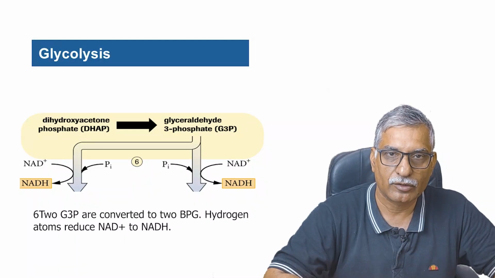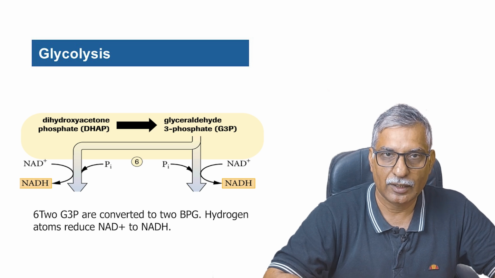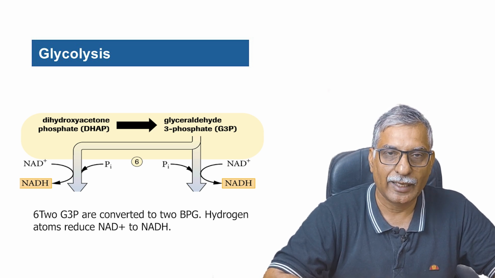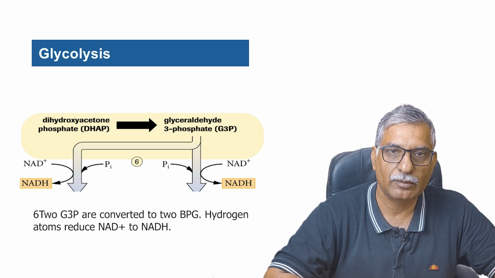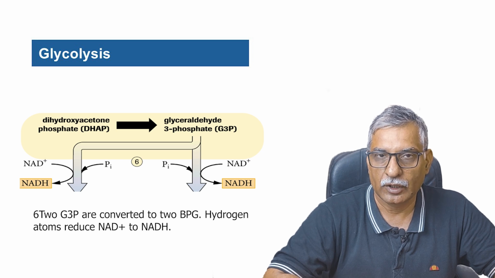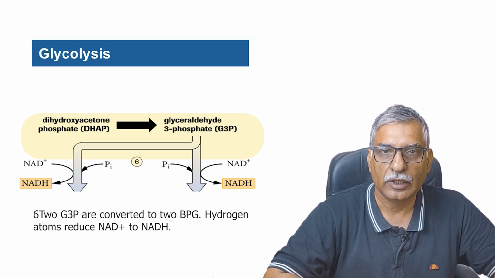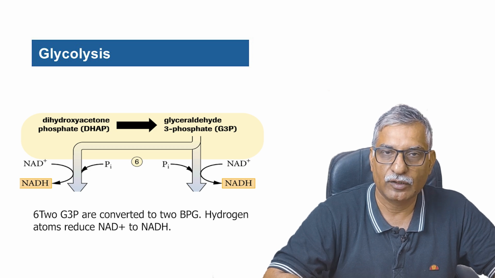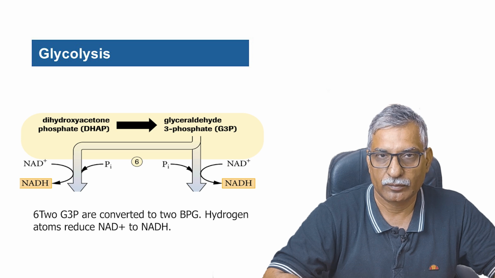One is dihydroxyacetone phosphate and the other is glyceraldehyde 3-phosphate. Dihydroxyacetone phosphate is immediately converted into glyceraldehyde 3-phosphate, and now we have 2 molecules of glyceraldehyde 3-phosphate. Each glyceraldehyde 3-phosphate is a 3-carbon molecule with 1 phosphate.